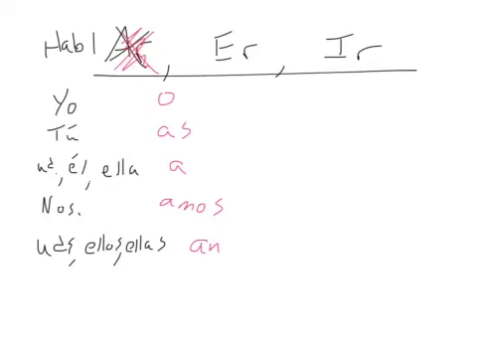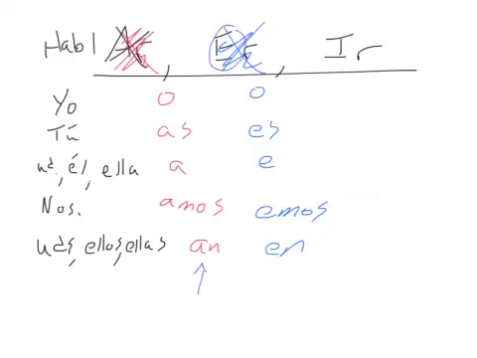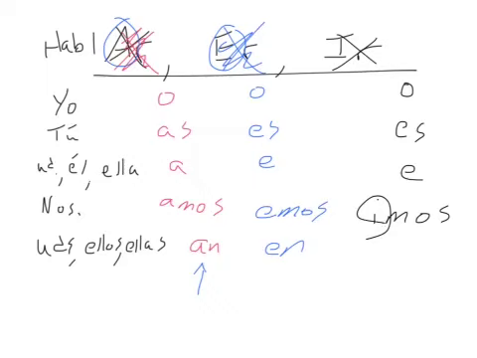For ER verbs, take off the ER, and then your endings are o, es, e, emos, en. So essentially, you take the A and you replace it with an E, because it's an ER versus AR. That's easy. And with IR, you take off the IR, and it's almost identical to ER endings: o, es, e. The difference, however, is with nosotros, it's imos instead of emos, and then en.